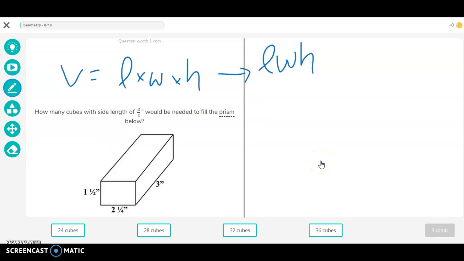Alright guys, so we're doing volume today, so I already have the formula written here. It's length times width times height. So, it can also be written as you see over here to the side, LWH. When you see that, that just means you're going to multiply all of these.